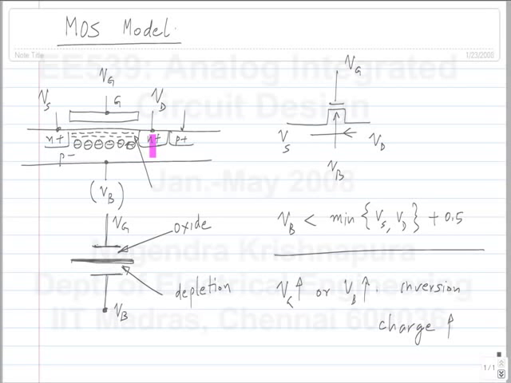Essentially, a MOSFET is a voltage controlled resistor, and the controlling terminals are the gate and the back gate, and the terminals of the controlled resistor are the drain and source. Okay.